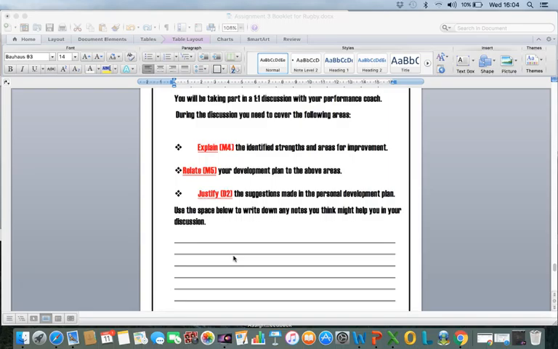You must have two supporting references, so please use those magazines or whatever you're going to use to get those resources to help you justify why it's going to develop you further as a performer.